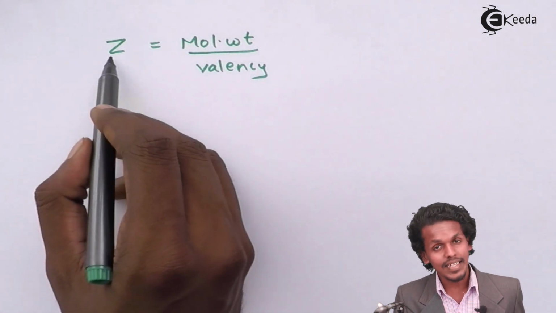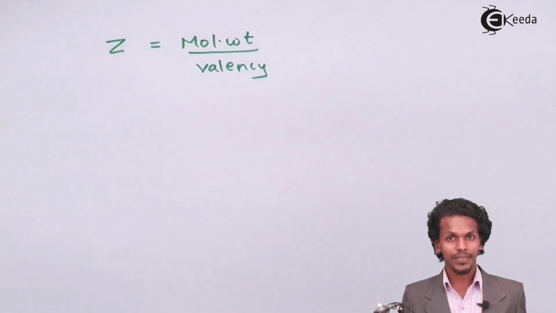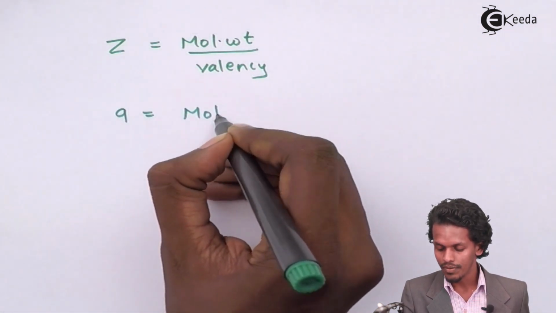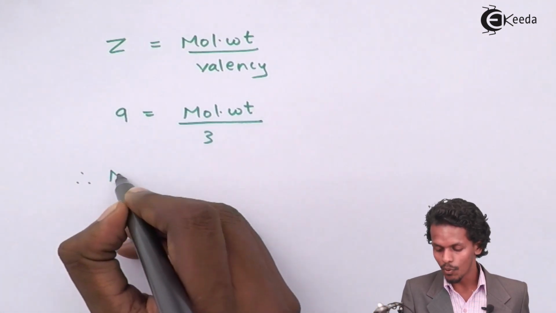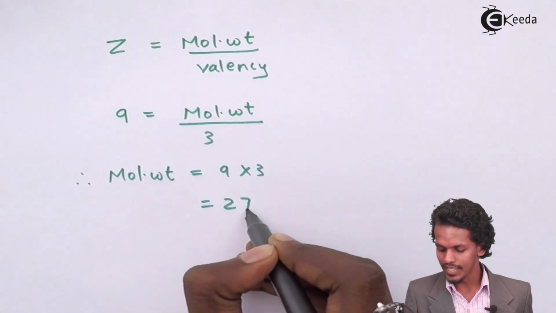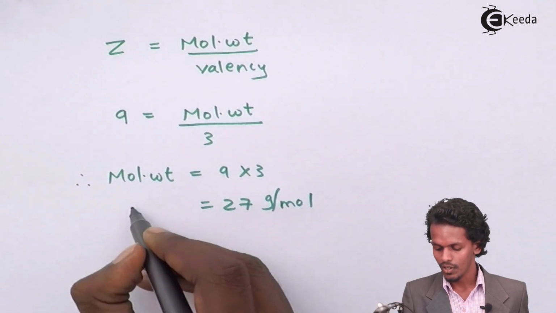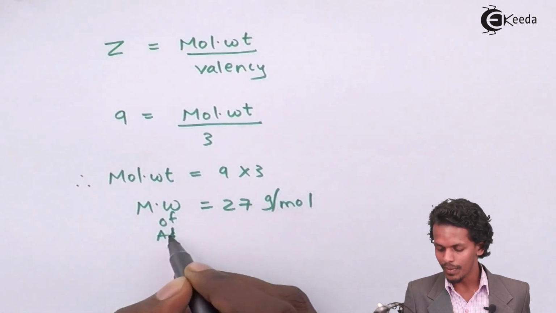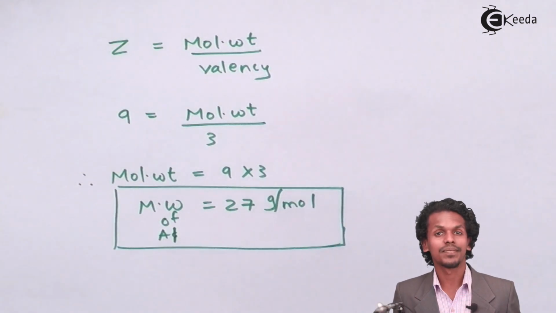And we have estimated the value of the equivalent weight of aluminum, which was found to be 9. Therefore, with the valency being 3, the molecular weight is 9 into 3, which is 27 gram per mole. So this is the molecular weight of aluminum that has been determined by us. It was so simple.